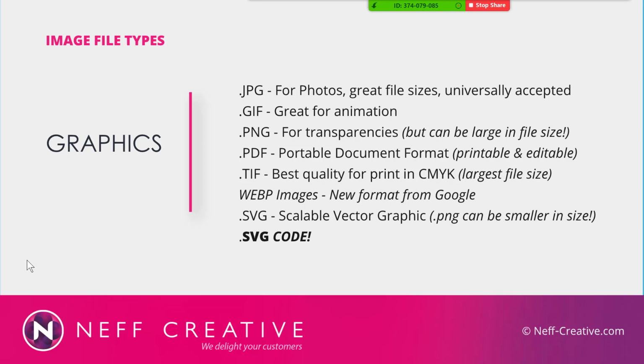GIFs are great for animation. PNGs are really what the industry is using right now for any transparent images. But you have to note, sometimes PNGs can get really, really big. Then there's PDFs, which I'm sure most of you have heard of before, but these are mostly a file that you upload to the website that can be downloaded. They're also printable and can be editable in Illustrator. And TIFFs are the best quality for print. They're made to have the most information within an image.